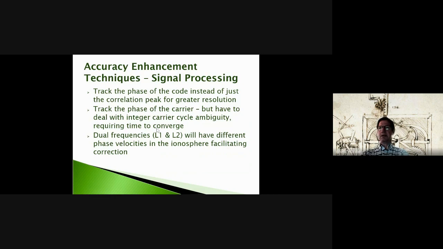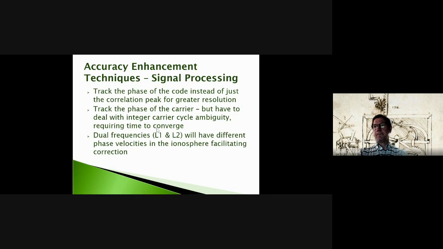Accuracy enhancement techniques, starting at the signal processing level. I know we've hand waved over exactly how we get the time from these waveforms to start our pseudo range processing, right? But I've mentioned that there is a correlation of these long codes with each other, and the initial design of the system, at least for commercial non-military users, was to just look at where that correlation peak shows up. And the precision of that is limited by your chipping rate, or how many chips you're using to spread that waveform and how long that code is, right?